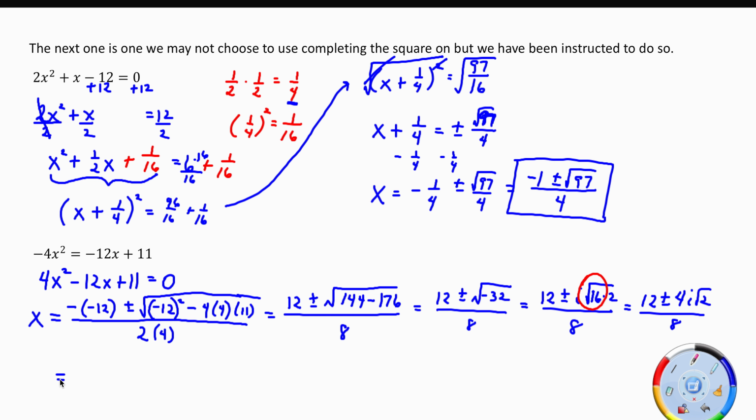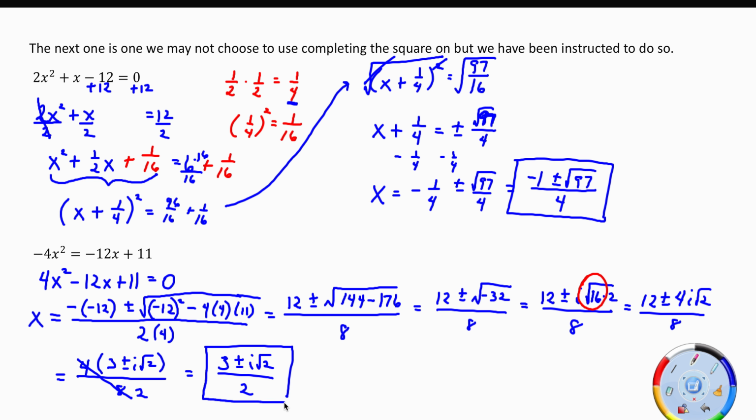And then I notice they all have a common factor. The 12, 4, and 8 are all divisible by 4. So I can factor a 4 out, leaving 3 plus or minus i square root of 2 all over 2 for my 2 solutions.